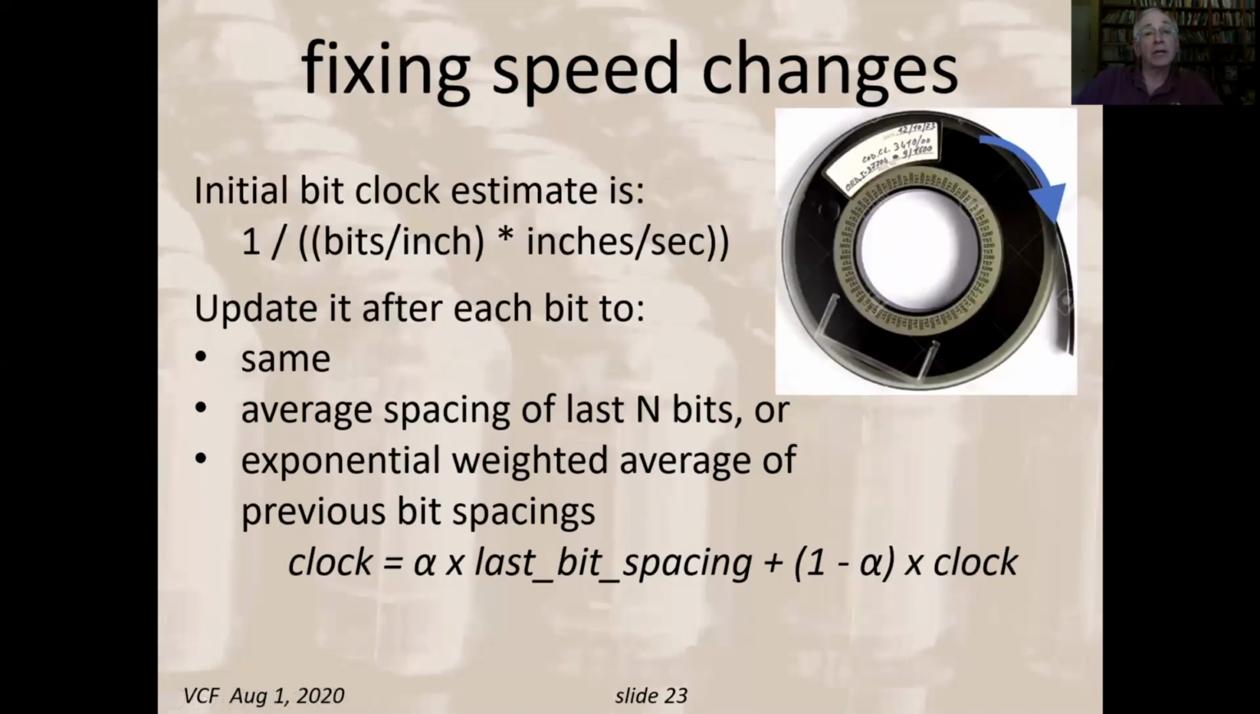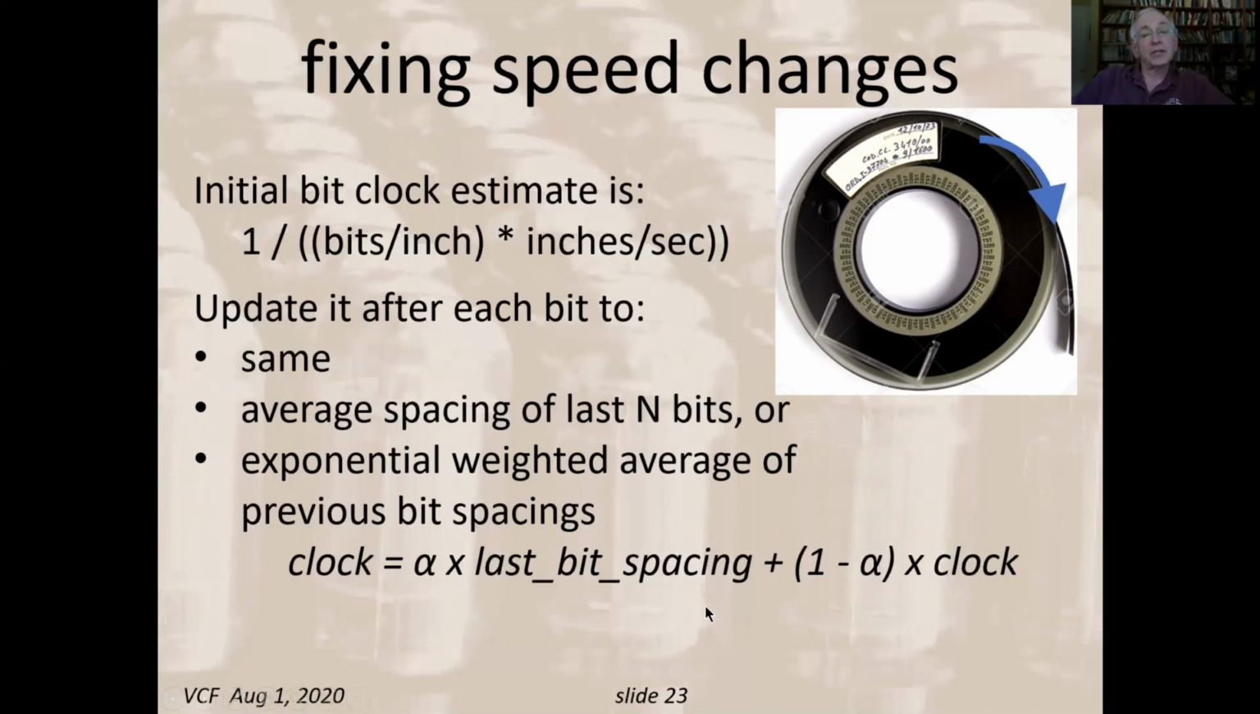Speed changes are another thing that needs to be dealt with, because either when read or when written, the bit rate can vary from nominal. So as we see the bits coming in, we update the speed based on the recent history. Again, based on average spacing of the last few bits or an exponential weighted spacing.